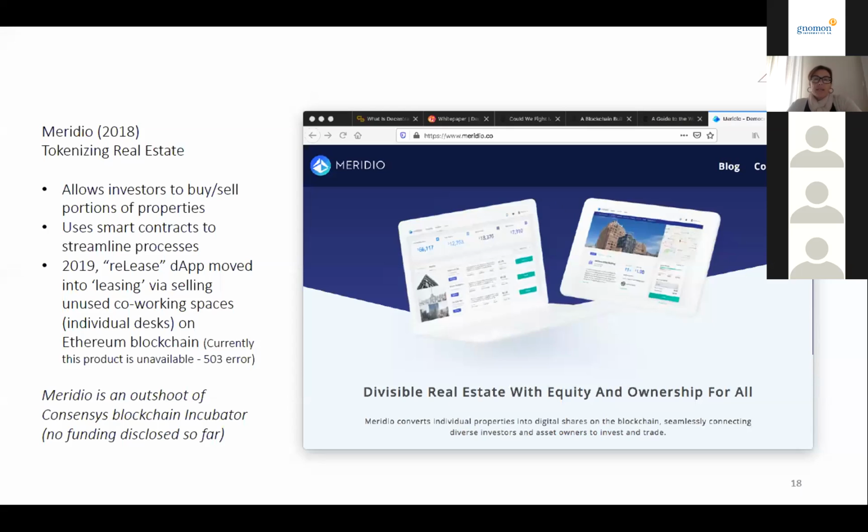And in 2019, and this is an interesting addition, they moved into the leasing market, instead of the securities market, or the investing market, let's say, because basically that's what the tokenizing of real estate is. They moved into the leasing market by offering co-working spaces the ability to sell their unused seats on the Ethereum blockchain.